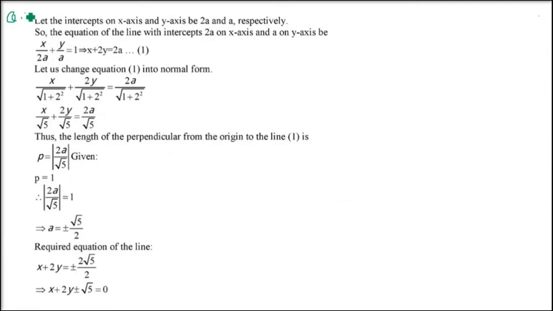Question number 25. Find the equation of the straight line which cuts off intercepts on x-axis twice that on y-axis and is at a unit distance from the origin. The scenario here is, we have a line here. So we have the y-axis, if it is a, x will be 2a. These are the relationship between the intercepts on x and y-axis.